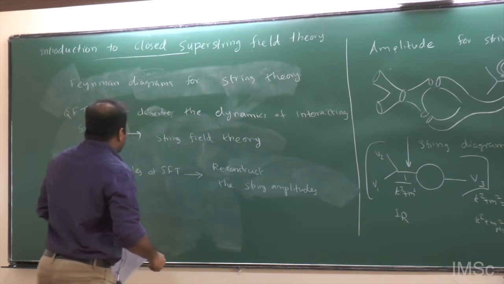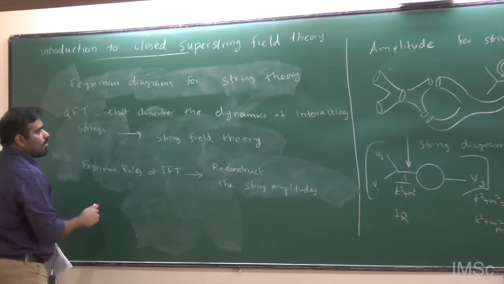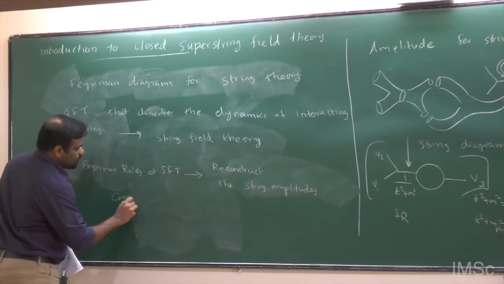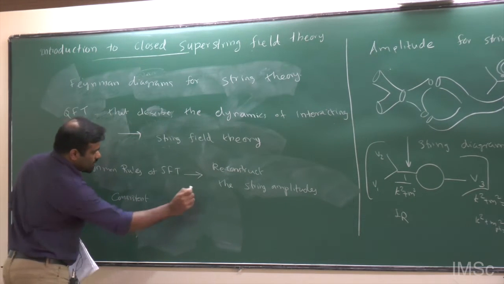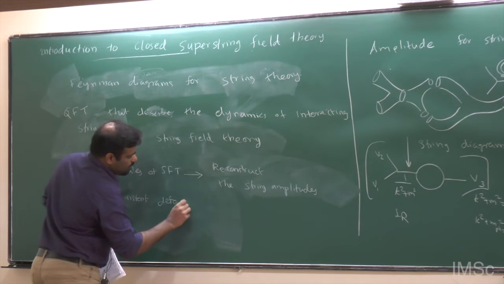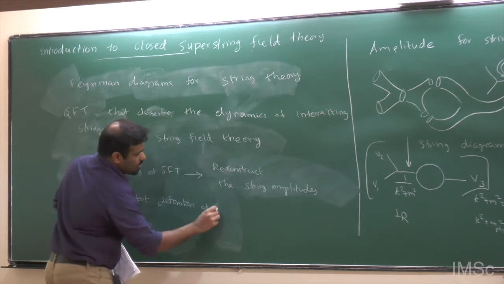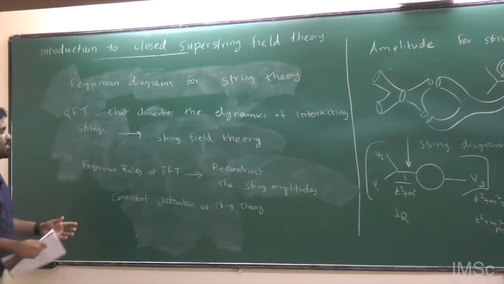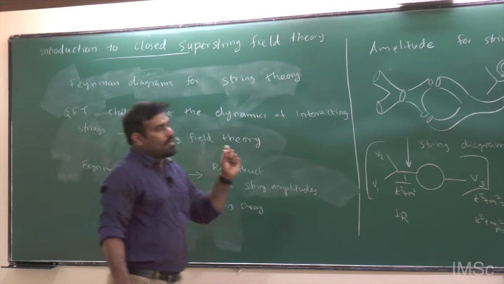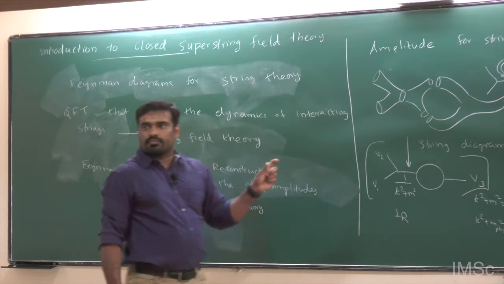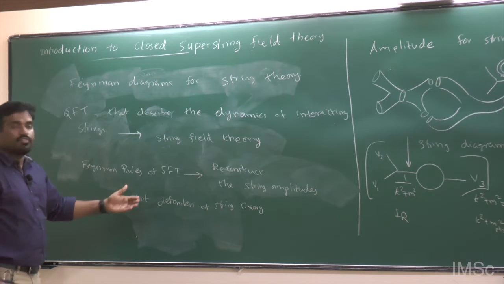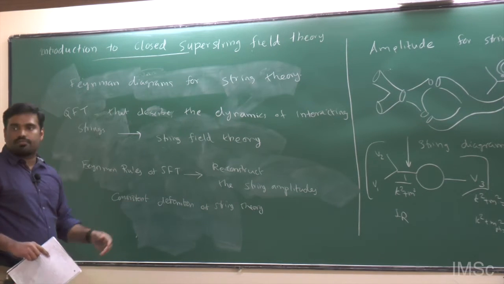So I think of string field theory as a consistent definition of string theory. This is consistent even if you have mass renormalization or vacuum shift. So the basic idea of this lecture series is to tell you how to really construct the string field theory, or get the consistent definition of string theory.